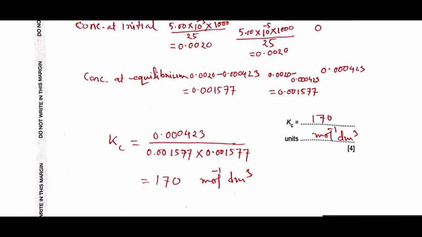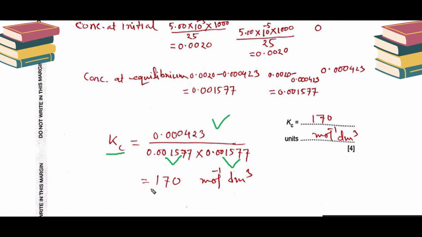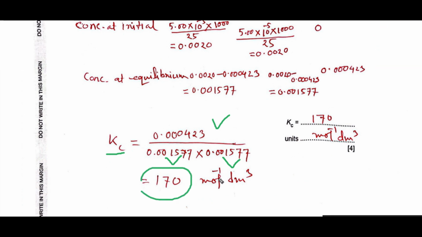Then Kc equals product concentration divided by reactant concentration. If you put the values in, you will get 170 mole inverse dm cube.